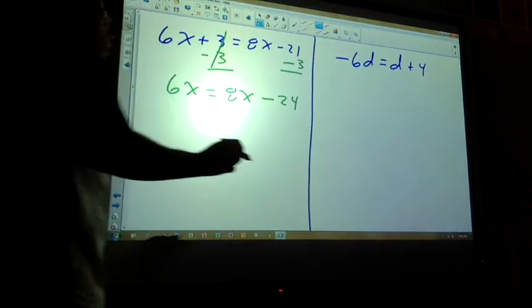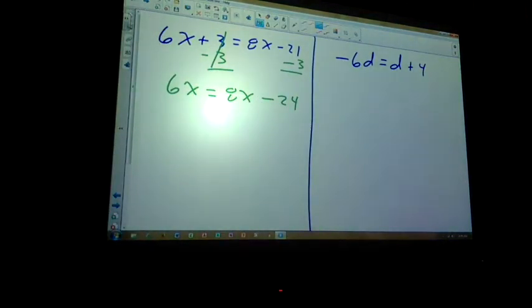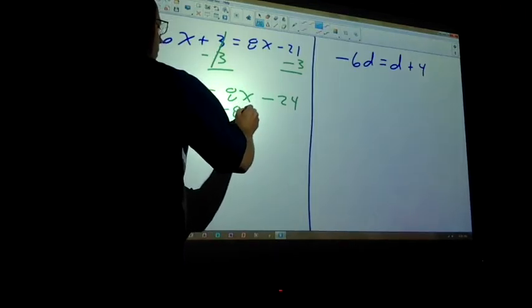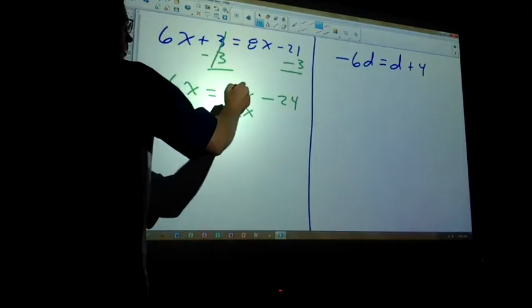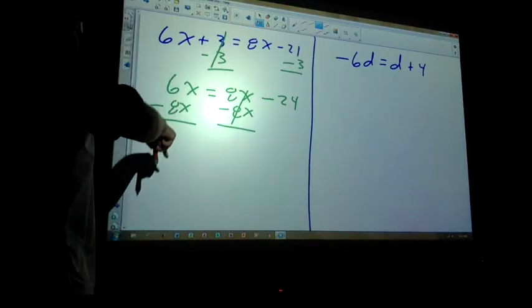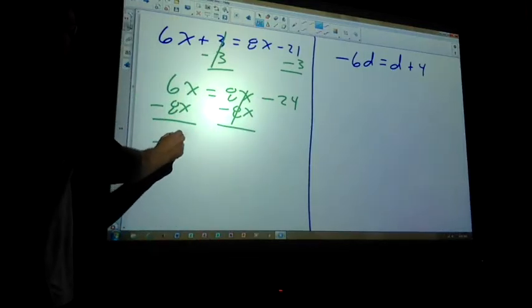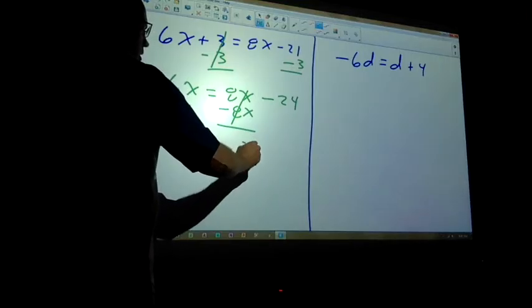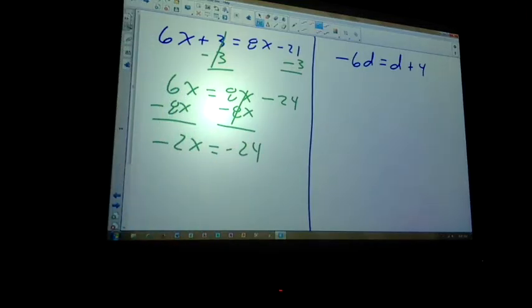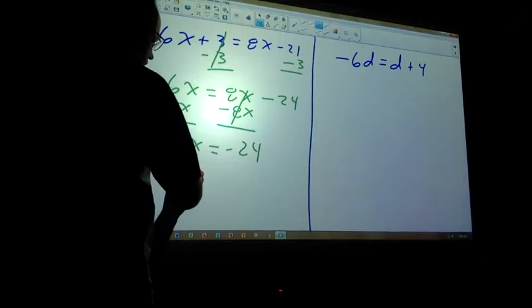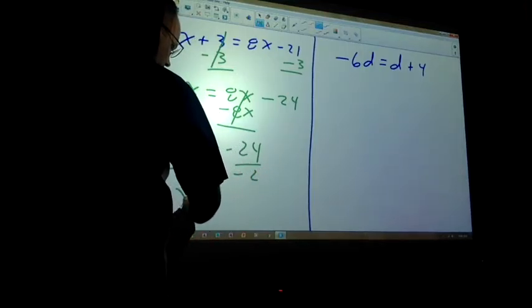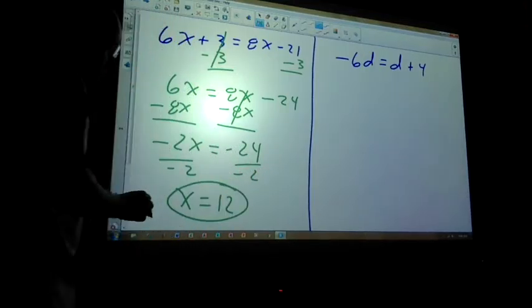Negative 24. Okay, cool. Next step, what should I do if we're following along on the green? Minus 8x. Subtract 8x from both sides. I like it. That cancels. What do we get here? Negative 2x is equal to negative 24. Last step is what? Divide by negative 2. Divide both sides by negative 2. Perfect. So x equals positive 12, I believe.